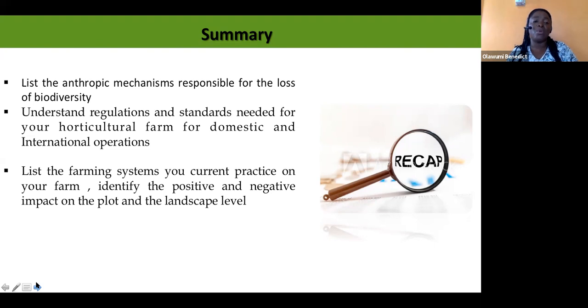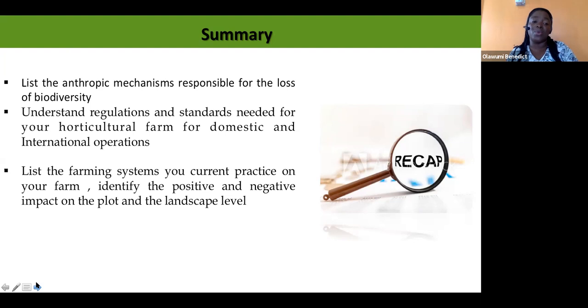So based on this, we've been able to see how regulations and standards are being formed and how they are needed on our horticultural farm for both domestic and international operations. And then this has made us start thinking of knowing all these laws that impact on the agricultural system that we do, and biodiversity as is specific to this course.